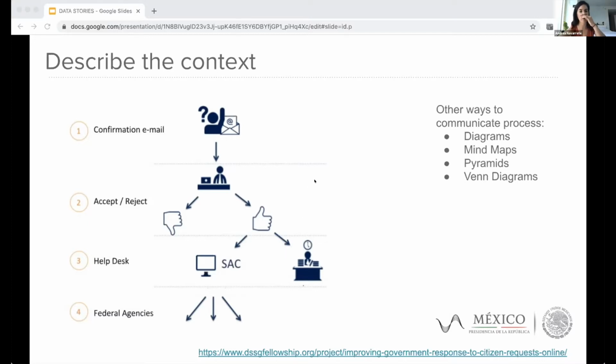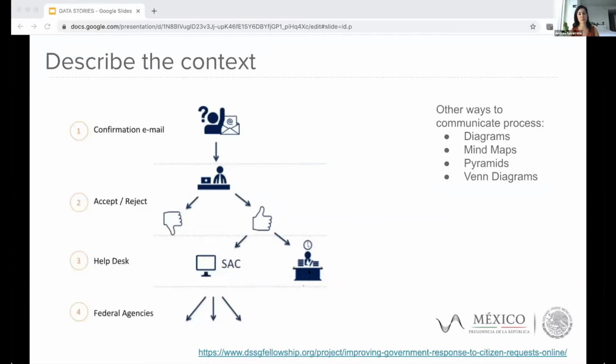So in this diagram, we have the problem itself, describing the whole process. The project was related to the government in Mexico, where they have a system in place for citizens to submit requests online, and the government has to answer them. This is the flow of how the system works. First, a citizen sends a request and gets a confirmation email. Then there's a help desk where they read the request and accept or deny it based on certain rules. And then it goes to a particular office that routes it to the different federal agencies, or someone else responds to it.